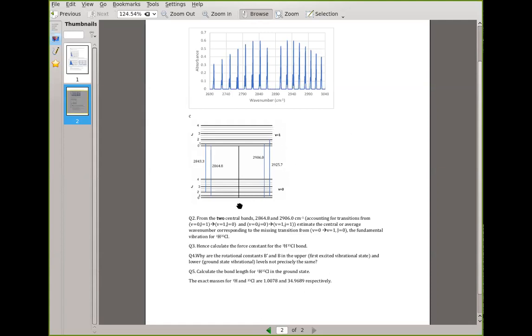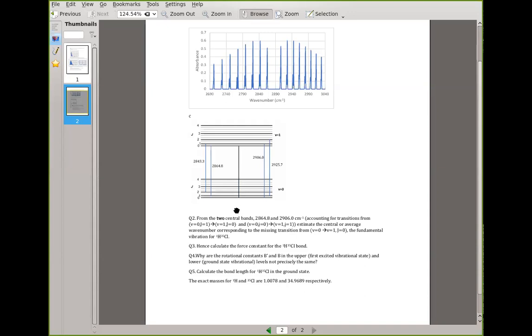So our problem is that we want to know what the distance is, maybe in terms of wave numbers or energy, between the jump from level 0 for rotation to level 0 for rotation. This jump is only a vibration. So if we knew that fundamental vibration, we'd be able to get the force constant for the bond. And so that's what we need.